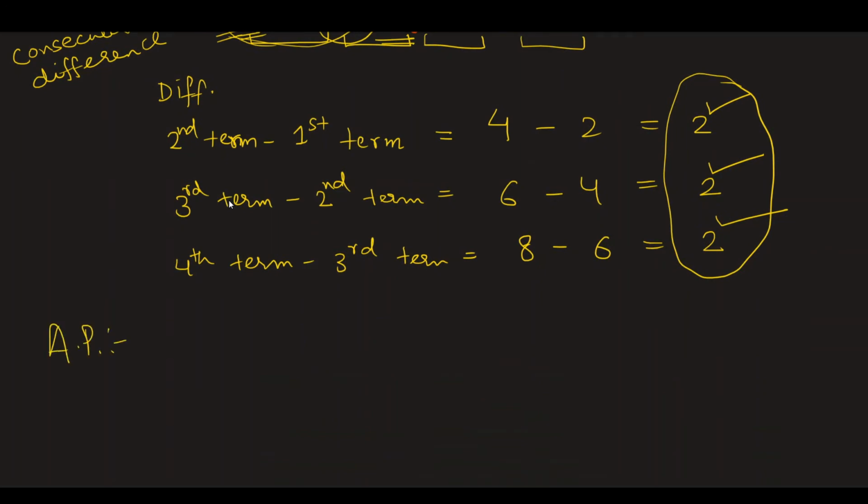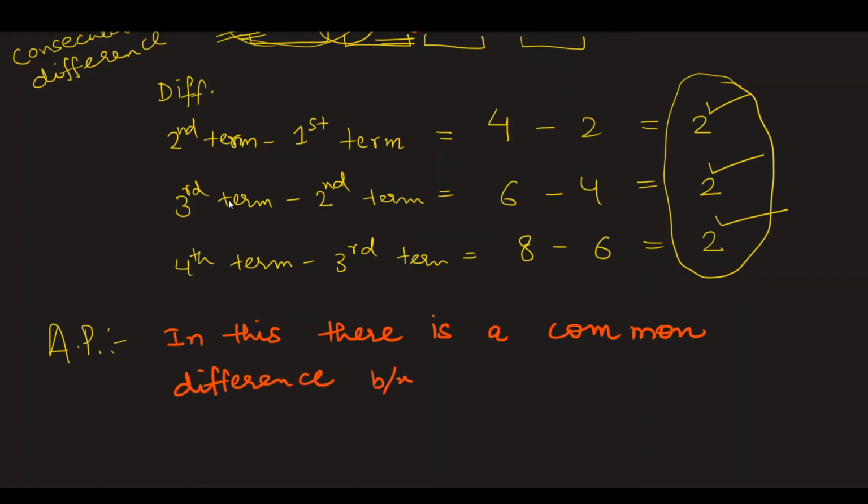So if we write a definition for this, in this there is a common difference between any two consecutive terms. This type of sequence is known as AP.